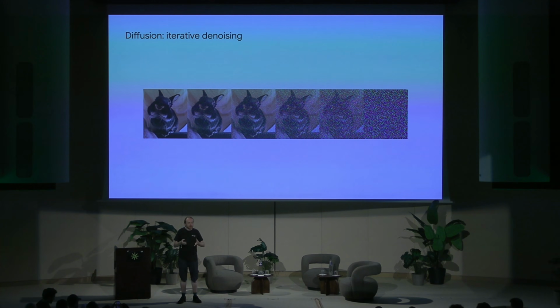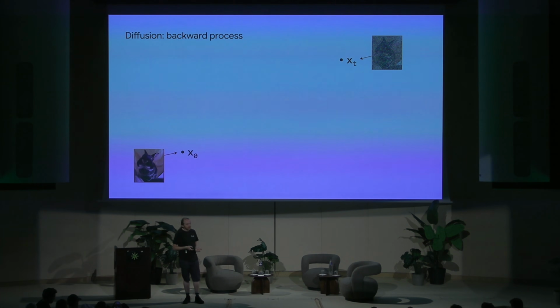We're just going to give it a noisy image and ask it what was the clean image that gave rise to this particular noisy observation. And it turns out you can do generative modeling this way. So I want to briefly explain how that works. And to do that, I have this diagram.